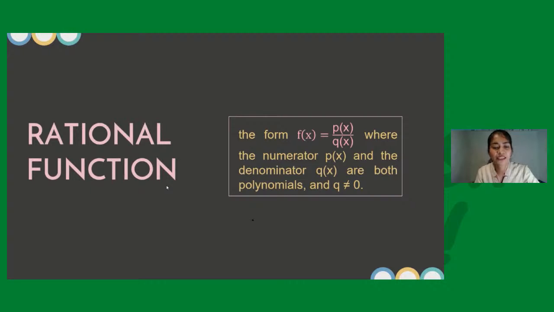So why is it that q of x cannot be equal to 0? Do you have any idea? Bakit kaya hindi pwedeng maging equal sa 0 ang ating denominator when we are dealing with rational functions? Type in your answer. So, what will happen to our rational function if our denominator is equal to 0? Okay, very good, Hannah, Nicole, Bernardo. It will be undefined, or the value of our function will be undefined if our denominator is equal to 0. That is why we cannot accept 0 values of denominators. Very good.